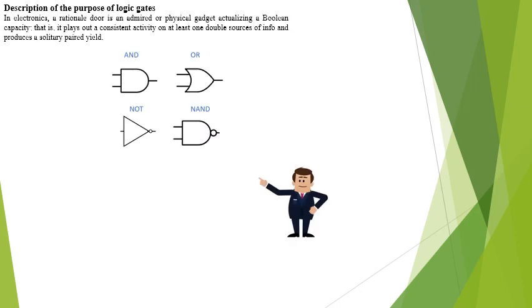So let's talk about the purpose of logic gates. In electronics, a logic gate is an idealized physical device implementing a Boolean function that performs a logical operation on one or more binary inputs and produces a single binary output. And I have mentioned a small diagram of a logic gate.